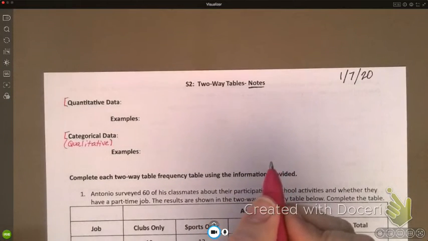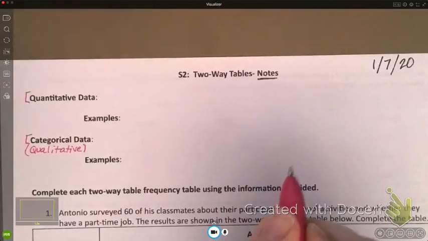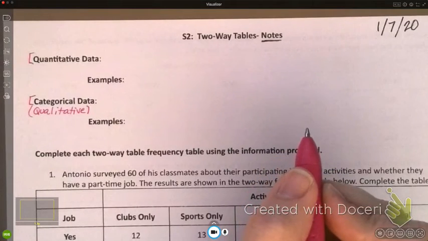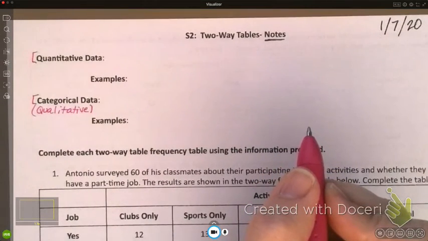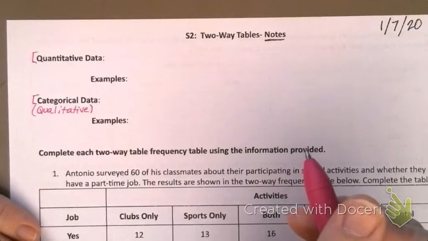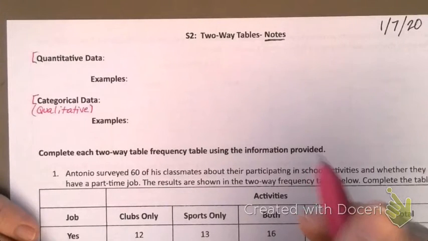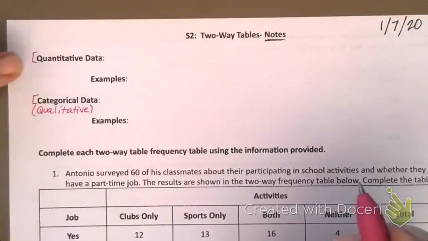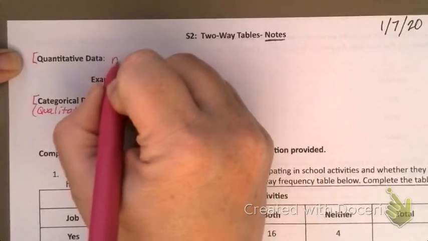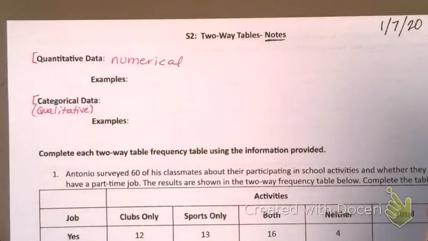A little bit. Okay. So, quantitative data and qualitative or categorical data. What does quantitative sound like? Quantity. What's a quantity? It's a number, right? When you buy a package of something and it says quantity 6 on the label, that means there's 6 inside of it, right? So quantitative data is numerical. It's a number of something.